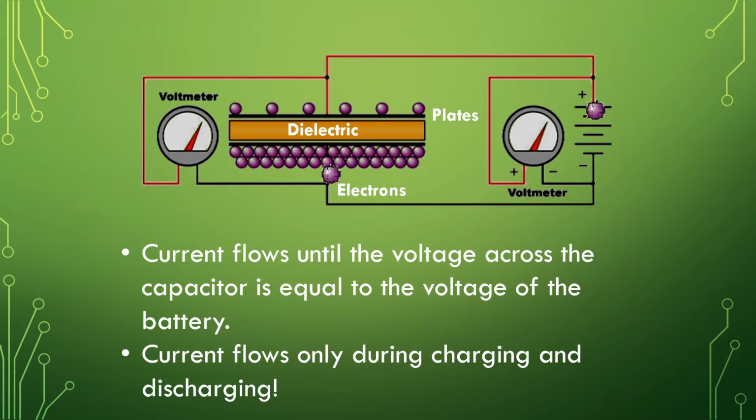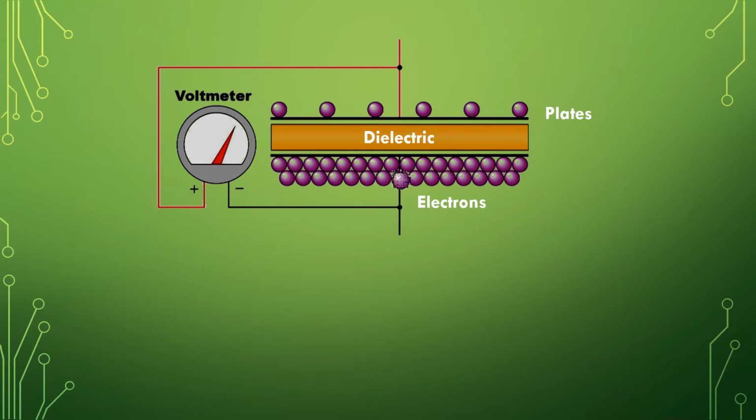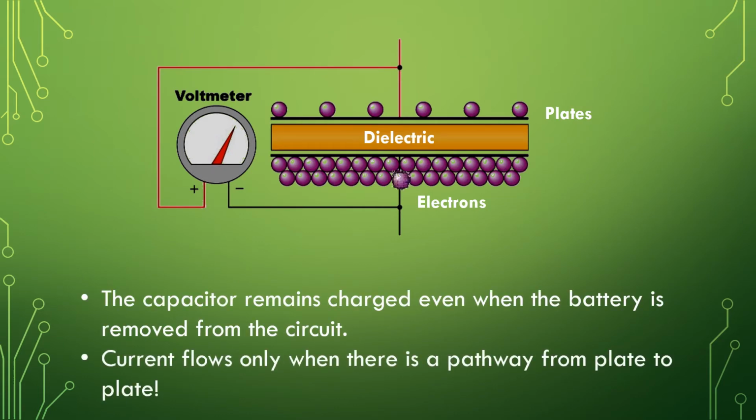We can remove the capacitor from the circuit once it's charged, and then use that voltage or charge to supply something. Current flows only when a capacitor is charging or discharging. The capacitor will remain charged even if we remove the battery from the circuit. If we provide a path, then the charge in the capacitor will flow through the circuit to rebalance the system.